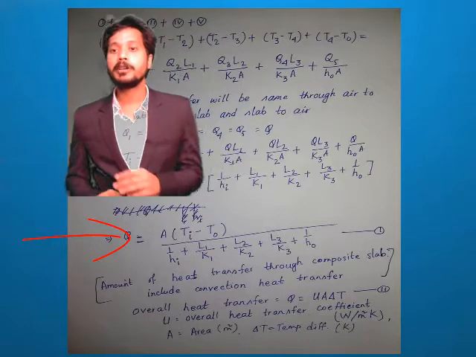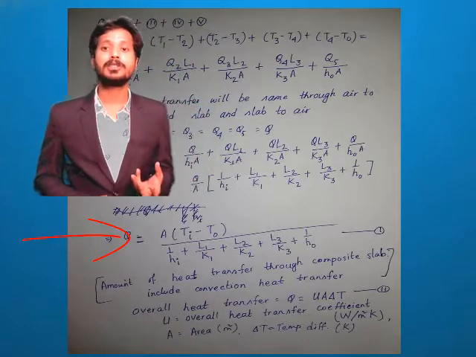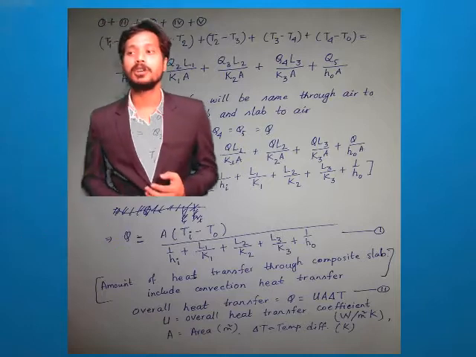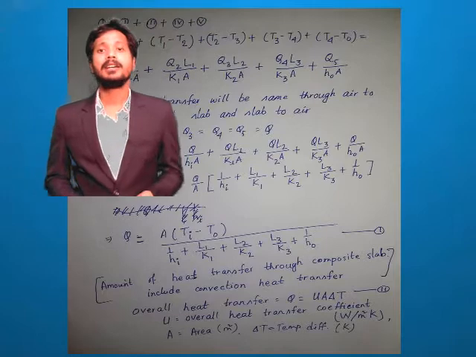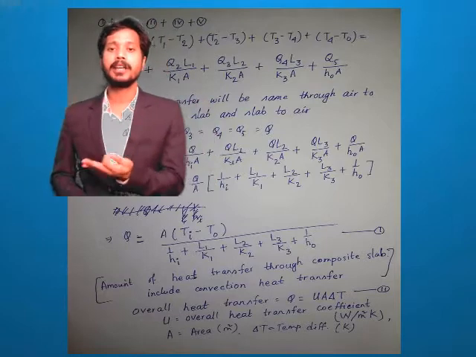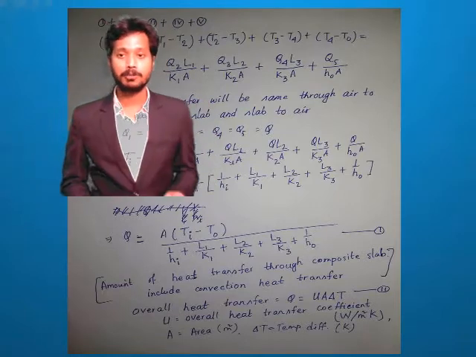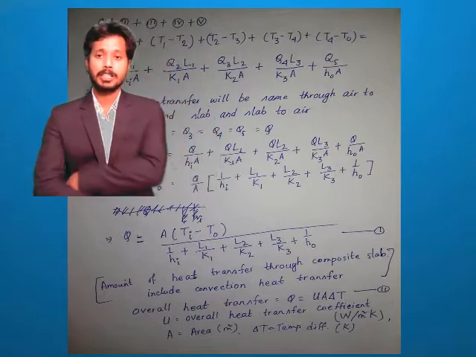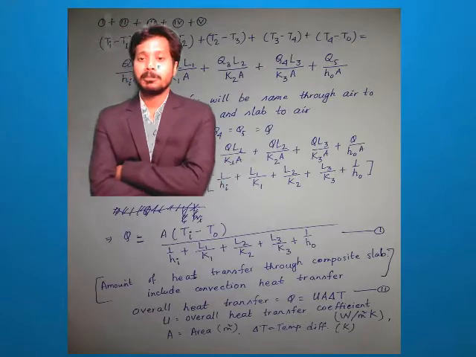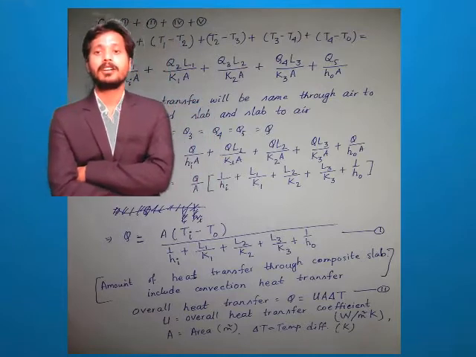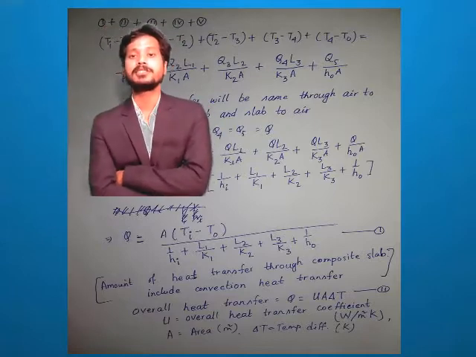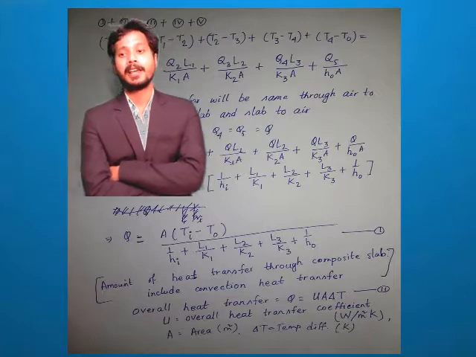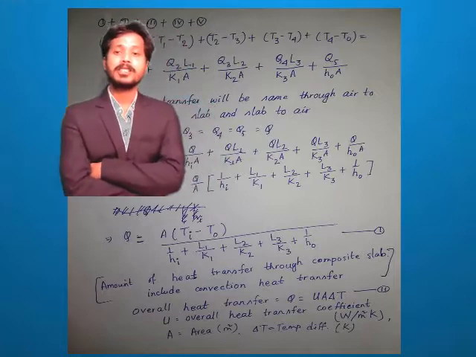Now if you remember, the heat transfer for a single slab, the formula was Q equals K into A into (T1 minus T2) by L. And for composite, here is the formula: Q equals A into (Ti minus T naught) divided by (1 by Hi plus L1 by K1 plus L2 by K2 plus L3 by K3 plus 1 by H naught). Now, one question arises here.